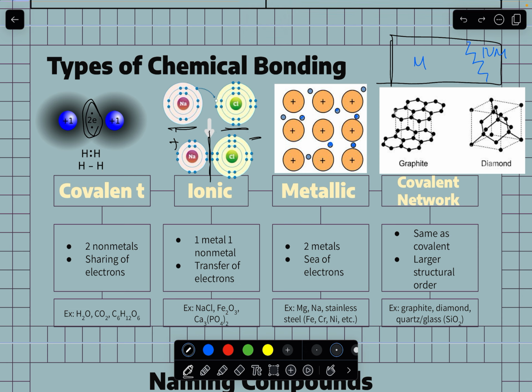Diamond on the right side, you can see it forms an even more complex structure. So these are still made of carbon, but the way the atoms arrange themselves makes it stronger and gives it different properties. But it's still nonmetal, so it's still covalent. Okay. Some examples of covalent network solids that you should know on the bottom here: graphite and diamond, those are made with carbon. And then quartz and glass are made with silicon dioxide, SiO2. Okay, so those are some common examples that you should probably remember.